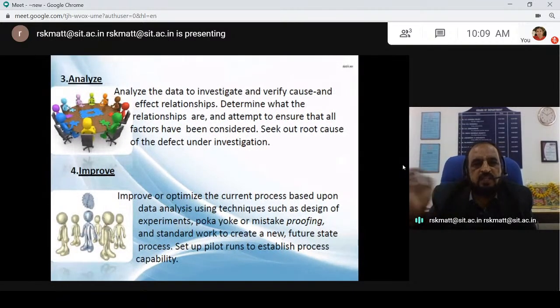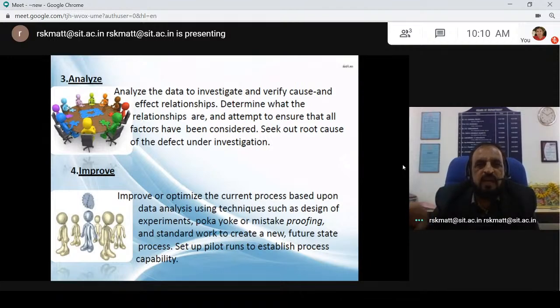Then after collecting the data, we need to sit at the table. We need to invite all the people responsible for the process. We need to involve everybody in the industry. One man cannot analyze and take the decisions. Take the people who are involved in the process.